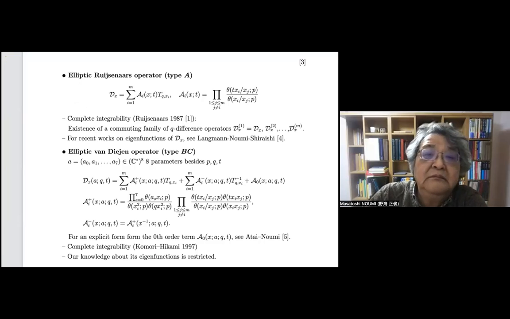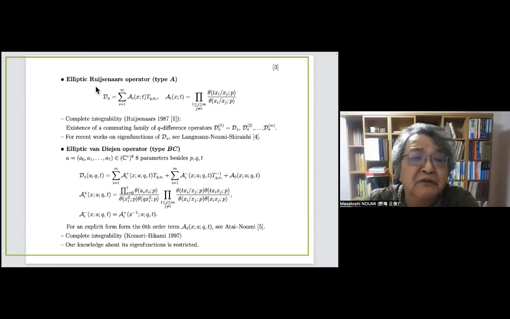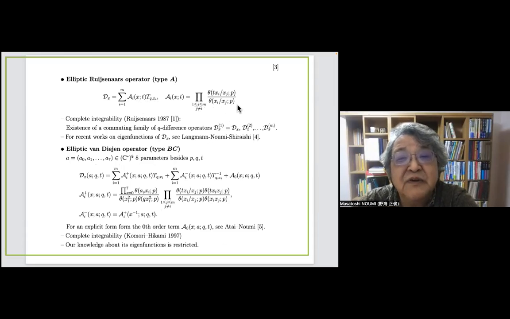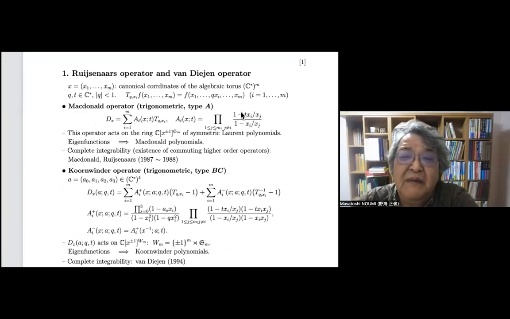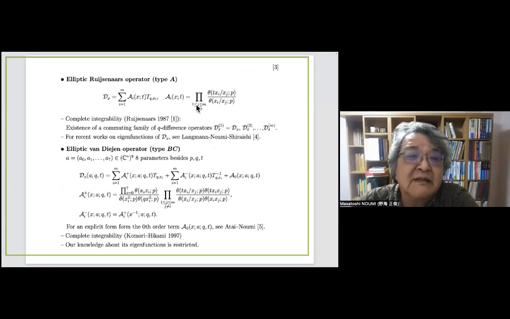So I first consider the elliptic version of the MacDonald operator, which is called the elliptic Ruijsenaars operator. Then I'm using the calligraphic symbol D_x, with this coefficient a_i. In this case, you have this expression of theta function. So as I said, if you go back, you have 1 minus t x_i over x_j, and 1 minus t x_i x_j. So in this elliptic version, 1 minus t x_i x_j is replaced by this theta function, like this.